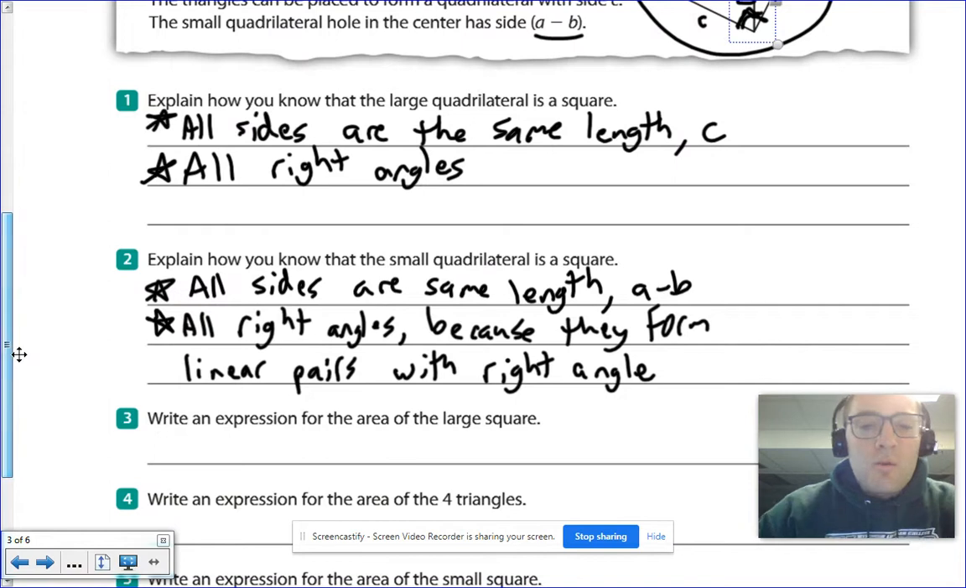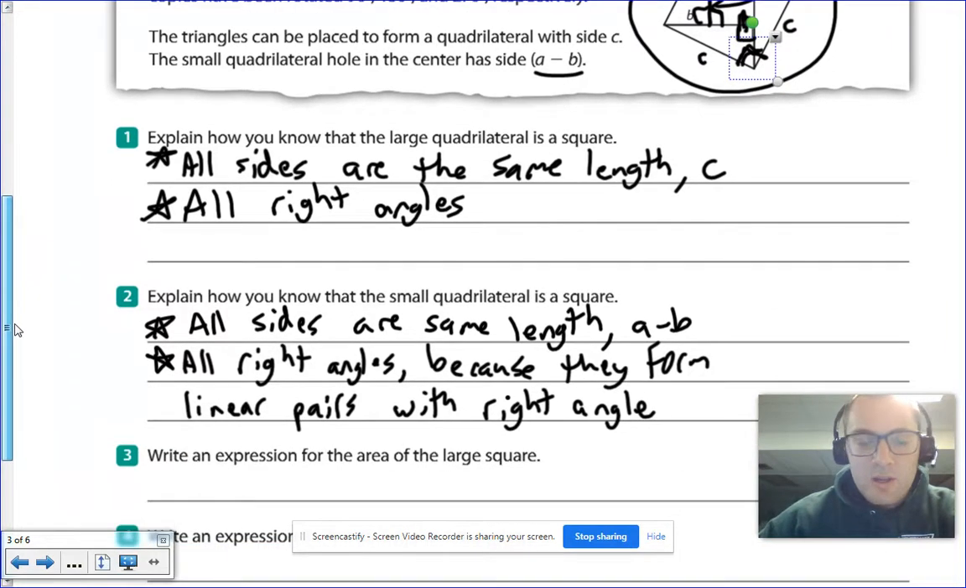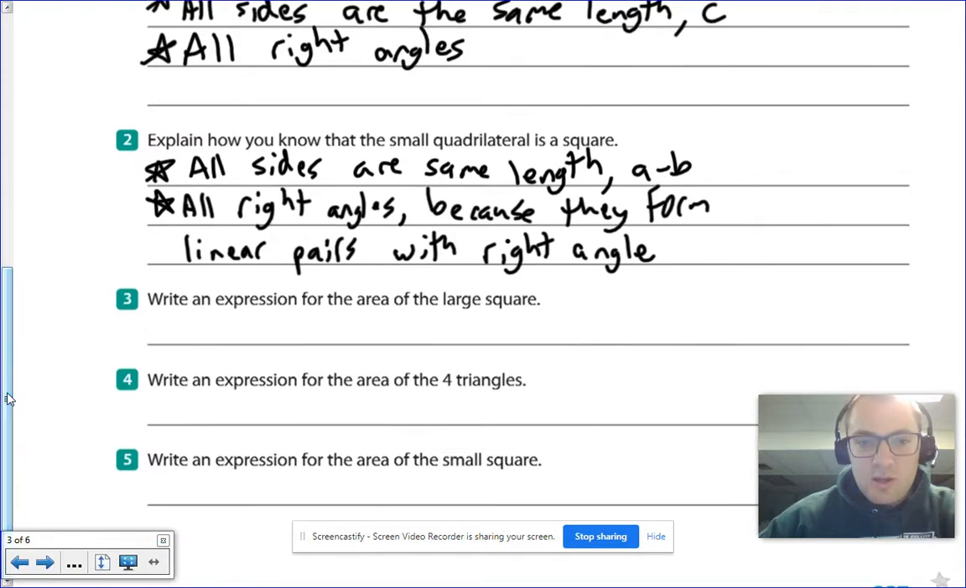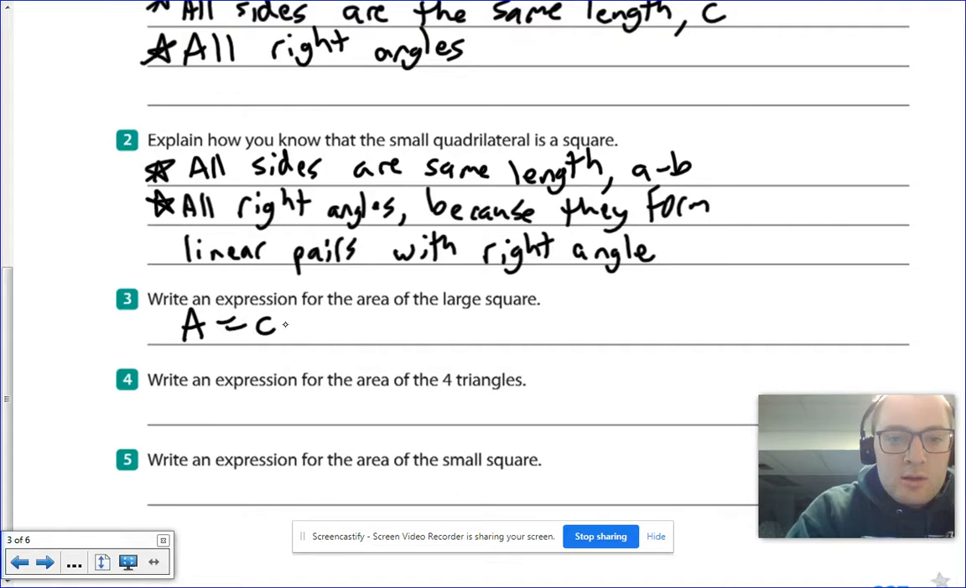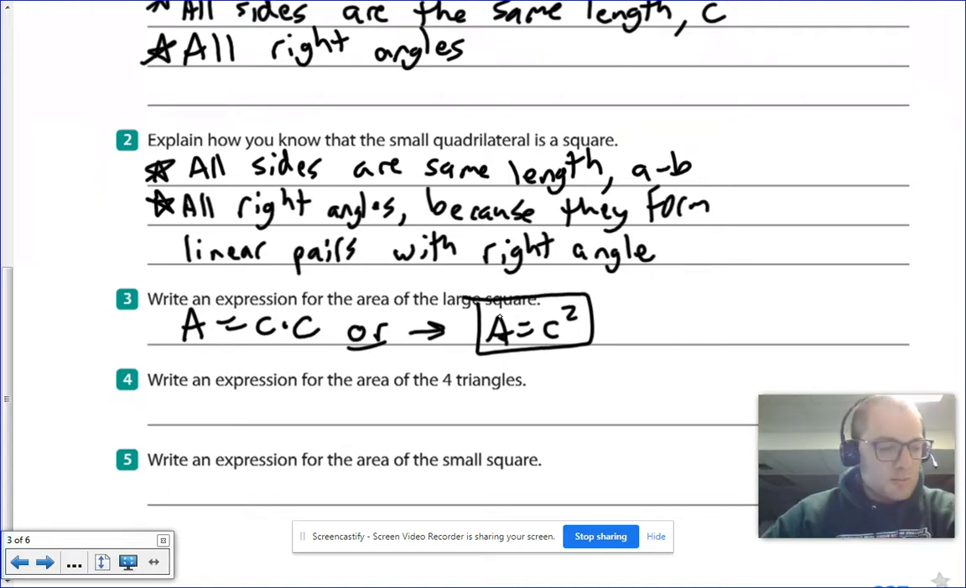All right, let's go down. Write an expression for the area of the large square. So the large square, we know that they're all C. Sides are C, and the way to find the area of a square is just base times height, or length times width. So area would be C times C, or we're going to write it as C squared. C times C is just C squared. So area equals C squared.